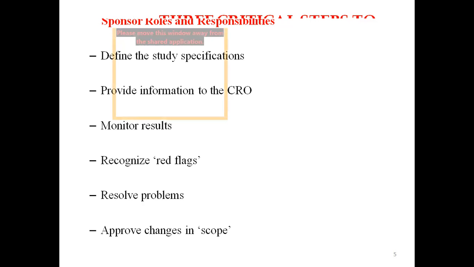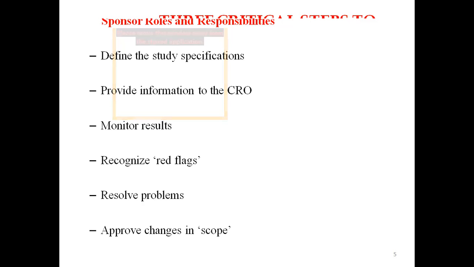The results you get from the CRO have to be monitored. You need to recognize red flags as warning information. Whenever any kind of error happens from the CRO side or the sponsor side, it has to be discussed early and the problems resolved at the earlier stage itself.